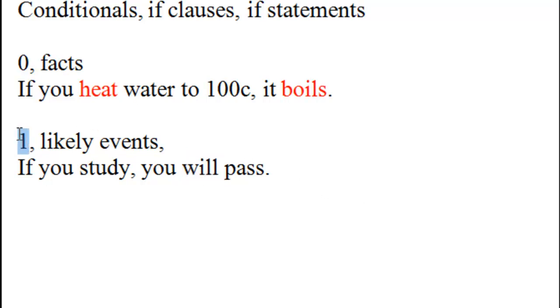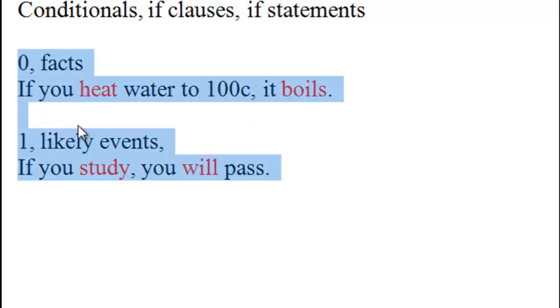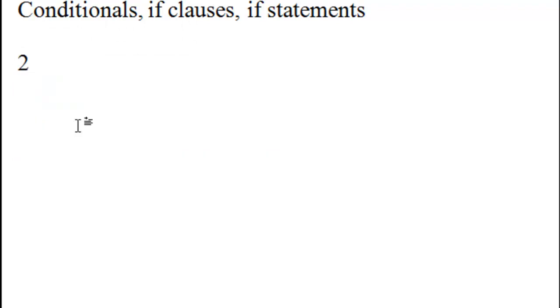In conditional one, you study is also the present tense, but this one, as you notice, is different. It's you will pass. So this should be in the future, okay? Now let's look at conditional number two. Two is for unlikely, but possible events.